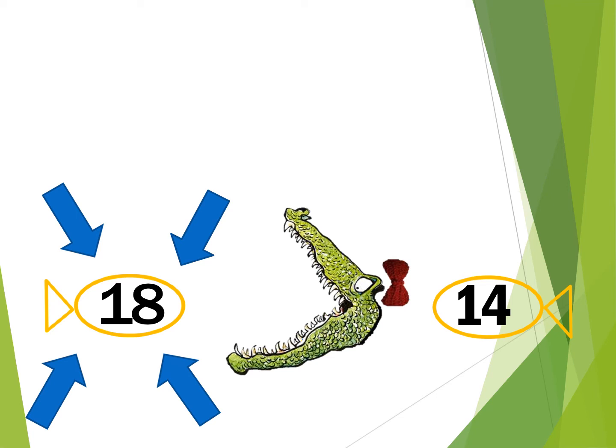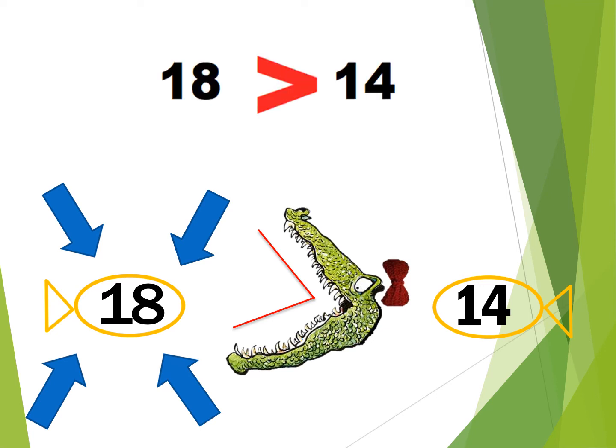It's going to grab the number 18 again. You can see here the mouth, near the mouth, the shape you can see. So we'll be representing symbolically also in the same manner. 18 is greater than 14.